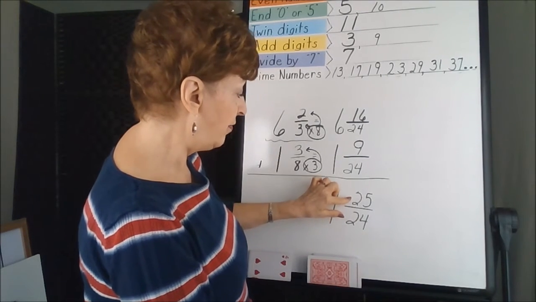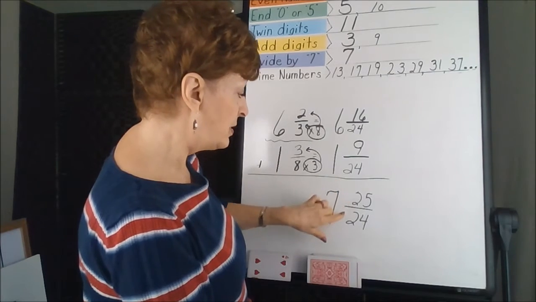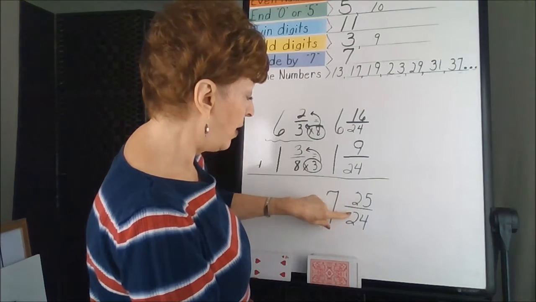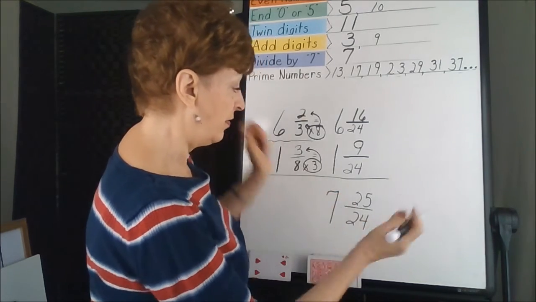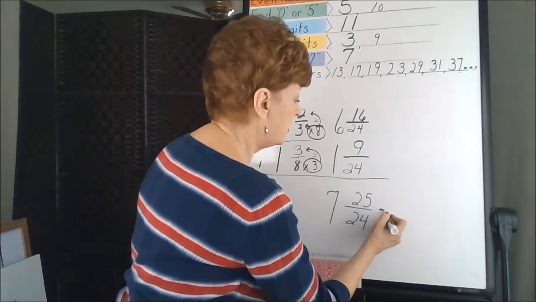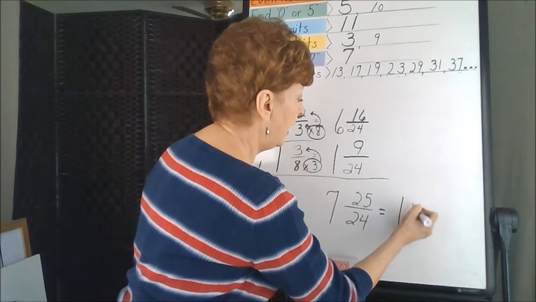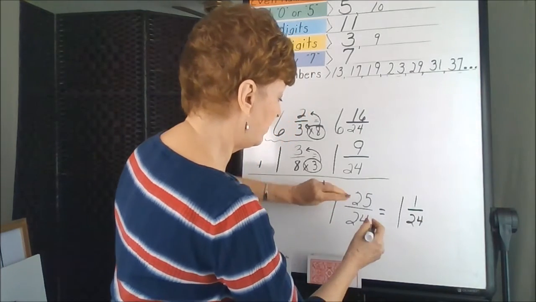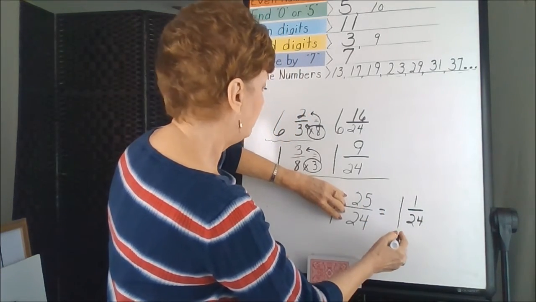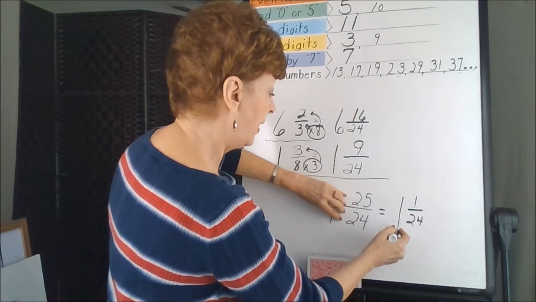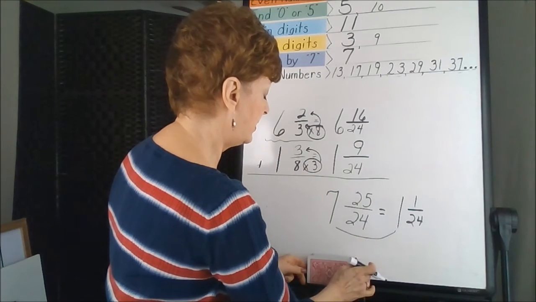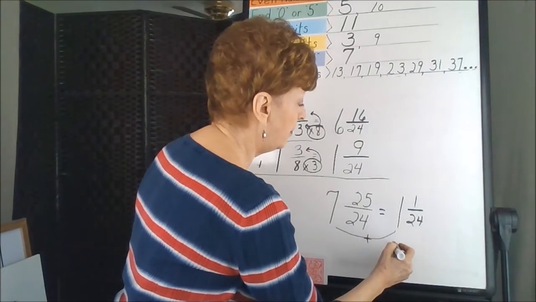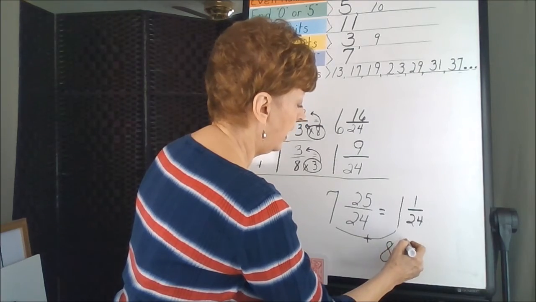This is a top-heavy fraction. It's improper. 25 is bigger than 24. So I know that I can divide 24. I can take 24 of these pieces out of it to make a whole. So this is going to be 1, and 1/24 is left over. That's for this much of it, just the fraction part. I've got a whole number out of it, plus I have a whole number to start with. So I have to add those two together. So the whole numbers get combined to 8 and 1/24.